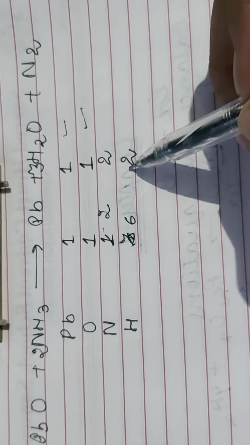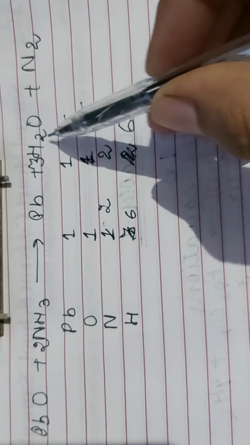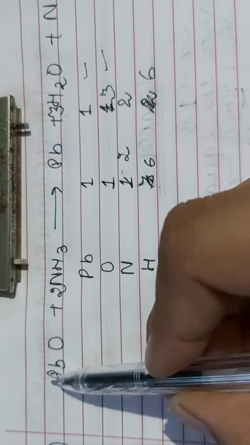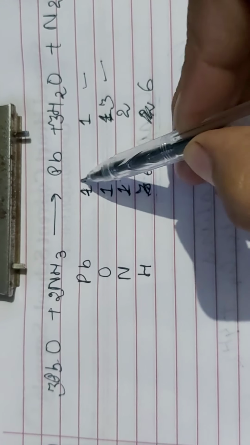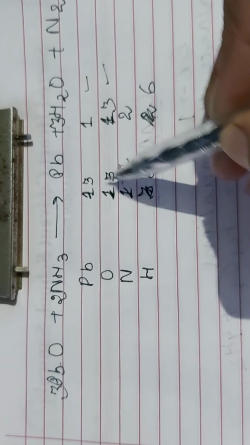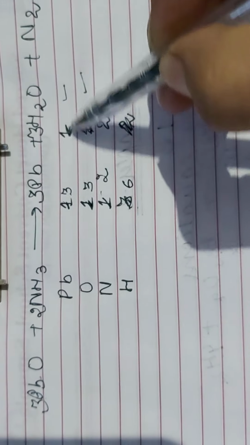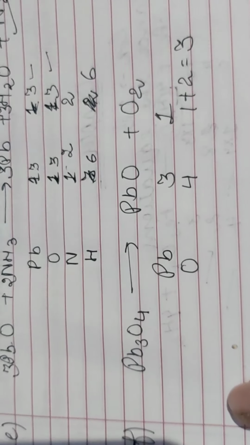Now hydrogen both sides 6 and oxygen this side 3. So we will multiply this oxygen also with the 3. Lead also changes into now 3 on this side. So this lead also we will change into 3. Now both sides reaction is balanced.